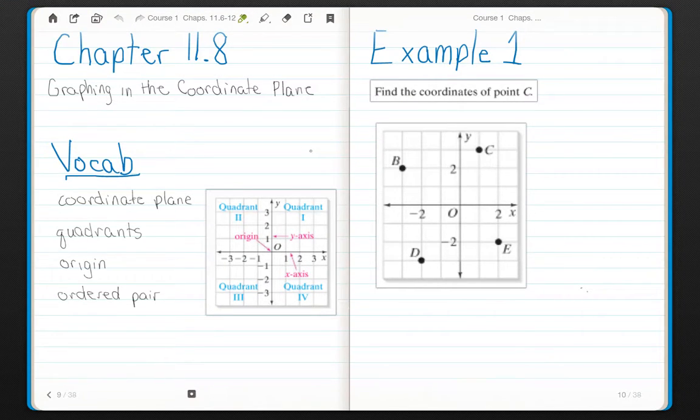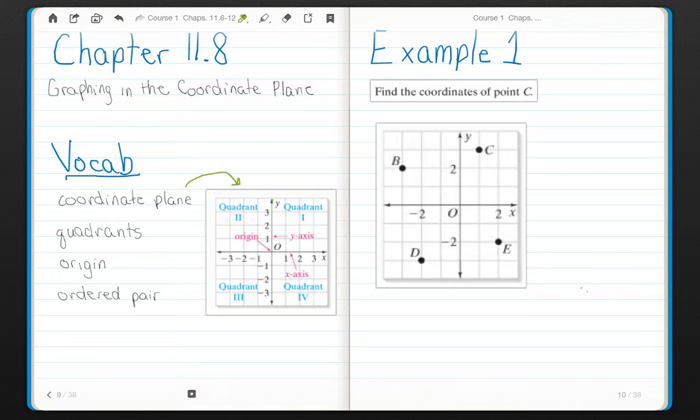Chapter 11.8, Graphing in the Coordinate Plane. So this may be new to some of you, so let's talk about the vocabulary before we get started on the examples. Our first vocab word today is coordinate plane. A coordinate plane is the surface formed by the intersection of two number lines. So this whole thing right here is an example of a coordinate plane.